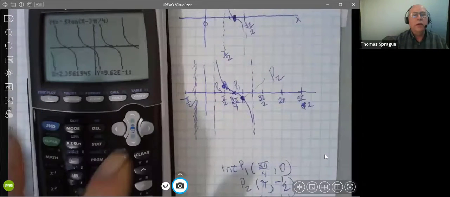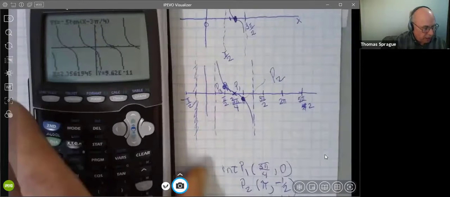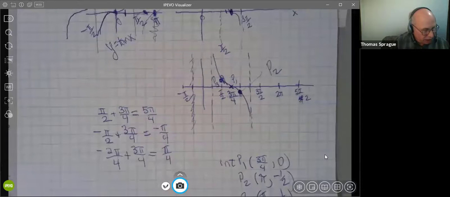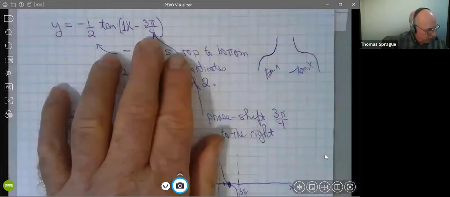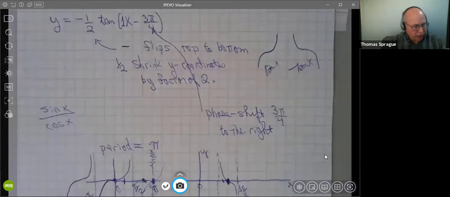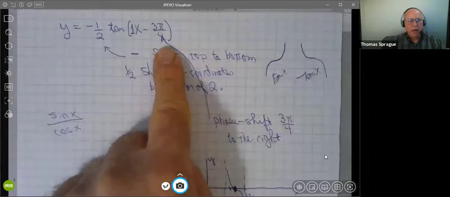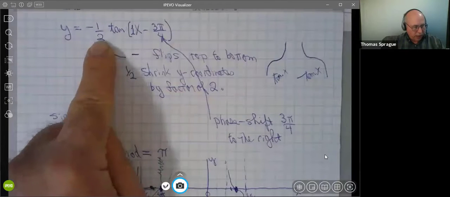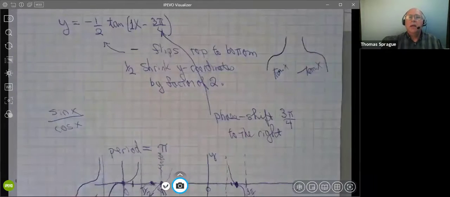Pretty close, 2.356 here. So that's looking pretty good. So there is the hard way of sketching this function, and we do it by applying these transformations: a right shift by 3 pi over 4, flipping it over, and then shrinking along the y-axis by a factor of 2. Okay, any question about that?